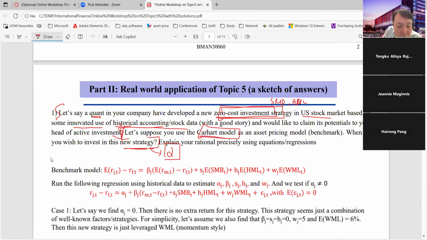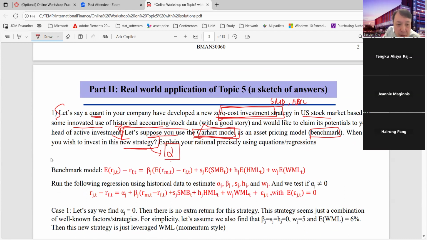So the quant in your company says he found a new anomaly. Then what is the anomaly? You need a model first, a benchmark model. Somehow, let's say you think the CART model is a good asset pricing model and you're going to use it as the benchmark model. Then how would you approach this question? How would you answer this question?